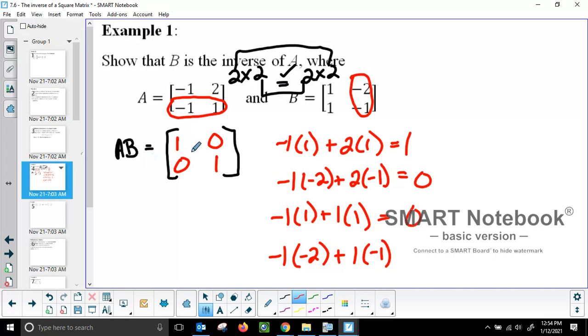So when we multiplied these things, we got the identity matrix. Remember, the main diagonal is 1s, and everything else is 0s. That is what we have. So since this is the identity matrix, I can say that B is equal to A inverse. I could also say that A is equal to B inverse. It wouldn't really matter, but it asked up here to show that B is the inverse of A. So that's what we did.